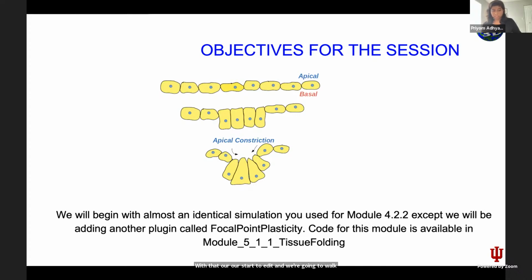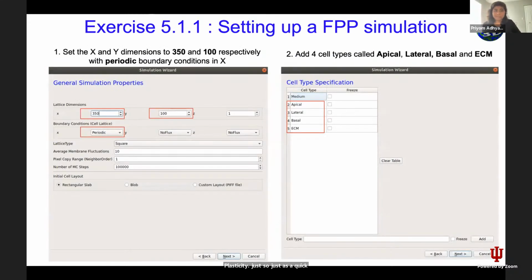When Julio generated the epithelium layer code yesterday, he did not add the focal point plasticity. So we're just going to quickly walk over all these steps and add the focal point plasticity, as a quick recap. The steps that he adopted yesterday were: he set some dimensions for the X and Y lattice, 350 and 100 for X and Y respectively. He set periodic boundary conditions, and he set 4 different cell types: apical, lateral, basal, and ECM.